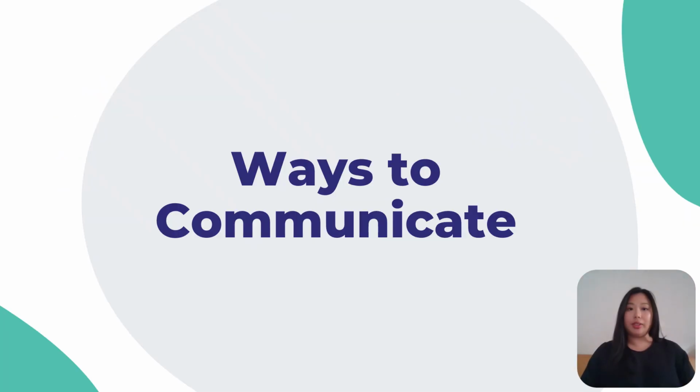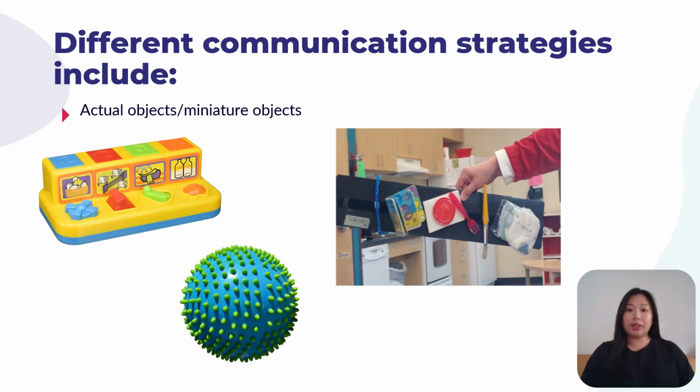We use lots of different ways to communicate, and so do our children and students. Let's look at some specific strategies we use in and outside of the classroom. Sometimes we use the actual object or miniature objects to communicate. For example, we might offer a choice of activity by holding up the actual toys, such as showing the pop-up toy and the ball. On the right here, we have some miniature objects taped to a board that represent the actual items.